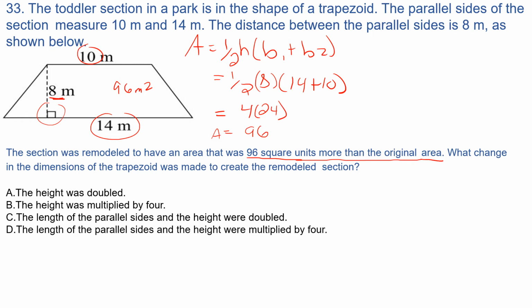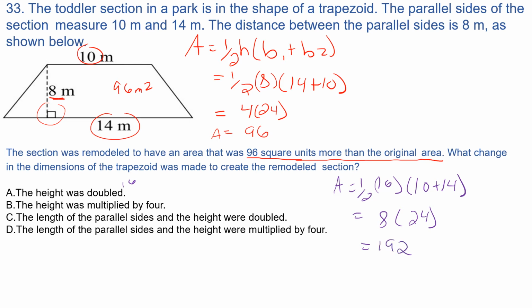So the height was doubled. Let's look at A. If the height is doubled, that would mean the height would be 16, right? So let's try the area if the height is 16. Area equals 1/2 times the height, 16, because it's doubled. It was 8, now it's 16. And then with the same bases, 1/2 times 16 is 8. 10 plus 14 is 24. And 8 times 24 gives me 192.